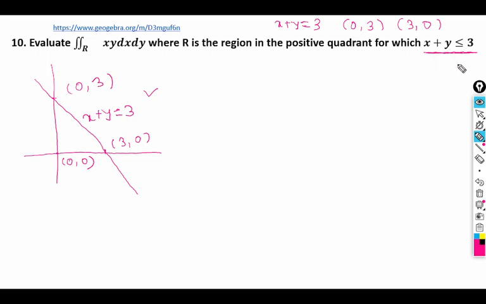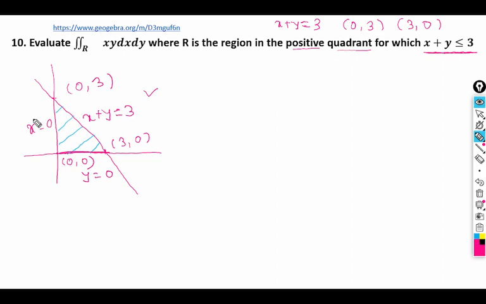So the inequality is towards origin side. So the region is towards origin, this side. And already it is given, the region is in a positive quadrant, means it is in the first quadrant. So our region of integration will be this part. This is the region of integration, and already we seen the one of the boundaries x plus y equal to 3. The other boundary is this axis. What is this axis? This x-axis. X-axis is y equal to 0, and this is y-axis, that is x equal to 0.